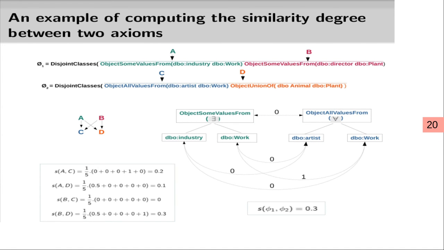And here is an example of computing the similarity degree between two axioms, phi1 and phi2. We can see that in order to compute the degree of similarity of them, we need to compute the similarity between their expressions. So we have four pairs of expressions we need to compute: AC, AD, BC, and BD. And in this image is an example of how to compute the similarity between the expressions A and C. There are similar ways to compute for the other pairs of expressions. And finally, the similarity of the axioms is the maximum value of them.